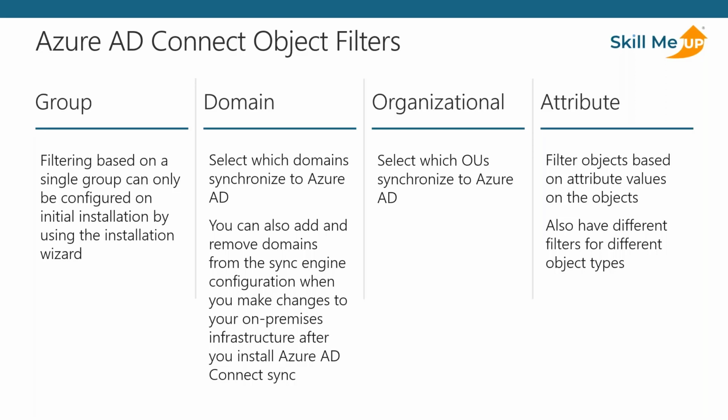Now, bear in mind that the on-premises attributes don't match 100% to the Azure AD properties either. Most of them do, yet there are some differences. You also have to have different filters for different object types. So for example, if I want to synchronize computers because I want to do hybrid Azure AD joined, then I need to utilize different filter types to say computers instead of users, instead of groups, etc.